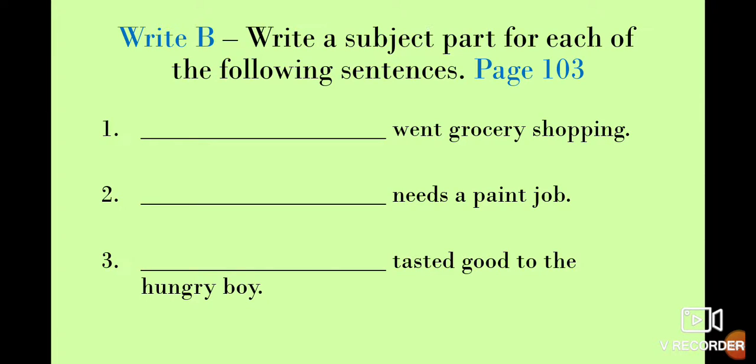Now we continue with exercise B. We write a subject part for each of the following sentences. We have the predicate, but we need to complete it with the subject part. So let's see. Number 1: went grocery shopping. In this case, I choose this one: my sister went grocery shopping. You can write your own ideas. It could be your mom, your father, your brother, my best friend. You can write your own ideas.